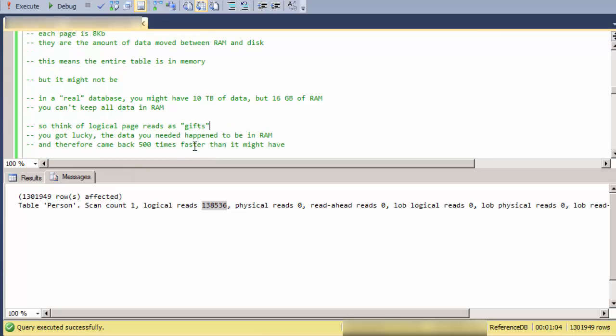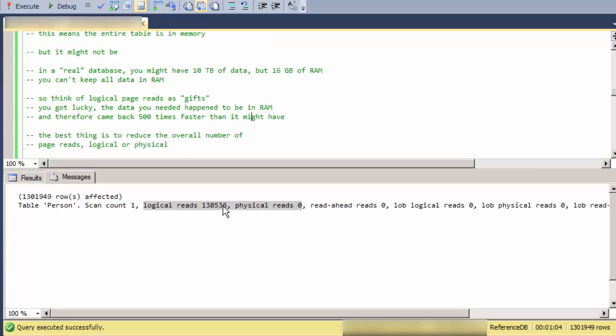Now you can influence this somewhat. And what you'd like to do is try to make sure that you are getting some off of disk. It is a problem if I'm getting everything off of the hard drive. But really, when I look at performance, I look at the total page reads, the logical and physical, because just because it was logical right now, it doesn't mean it won't be physical the next time I run it. So the best thing to do is really just overall reduce the combination of logical and physical, or what I just call page or IOs.